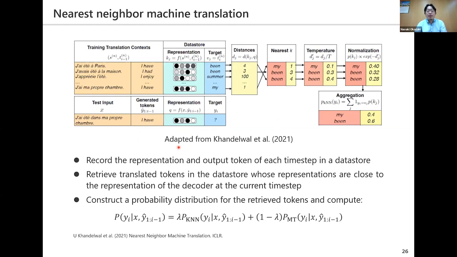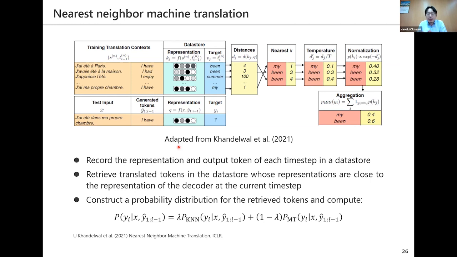So in this study, we consider using the architecture of nearest neighbor machine translation. This is a relatively new variant of sequence-to-sequence model that improves the performance of neural machine translation using the translation examples related to an input. In nearest neighbor machine translation, we extract the representation, or hidden vector, and its output token of each time step in the decoder during training. We store the representation as a key and the output token as a value in the database.